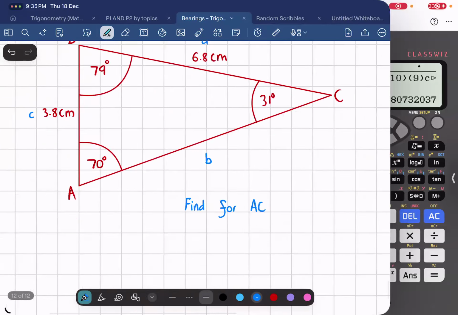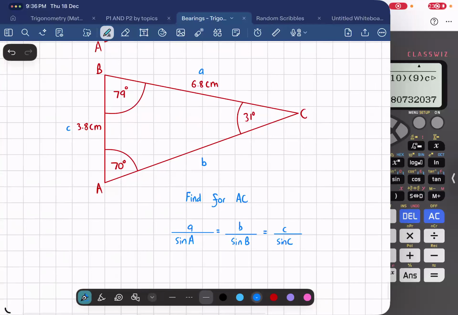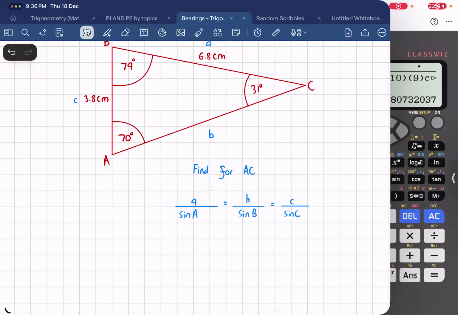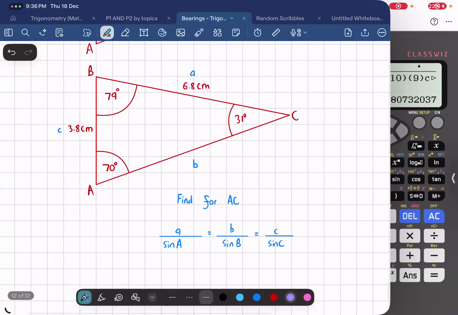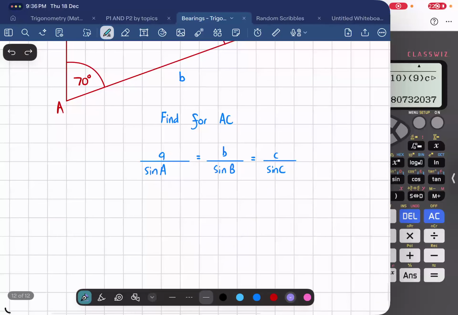So if I use a sine rule here, it's going to be a over sine A is equal to b over sine B is equal to c over sine C. Now tell me, Adika, which pairs of information do we have? We have A and we have C. So we could select either one of these. But which one do we have to select for sure?